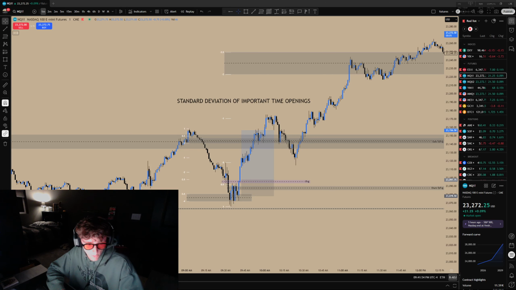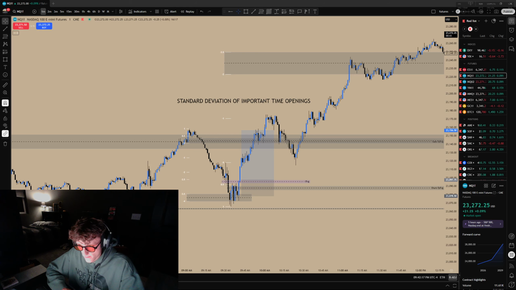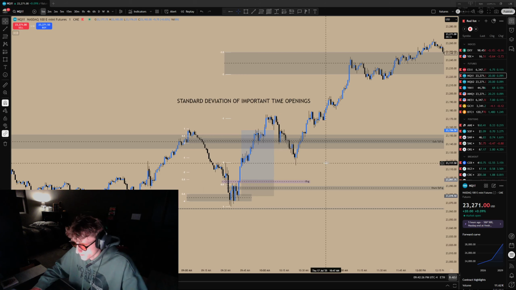Standard deviation of important time openings. When I say important time openings, I'm talking about the 4-hour candle open and the 6-hour candle open, as well as the daily and the hourly. You can do those as well. But sometimes the standard deviation doesn't always line up with the time openings. Sometimes it's midnight open, sometimes it's true day open. You just have to have the eye for it, I guess. So repetition and putting in reps of doing this can really help. So let's just go.